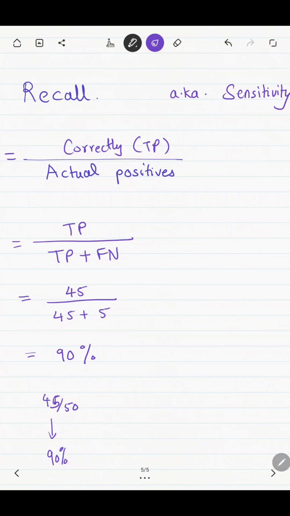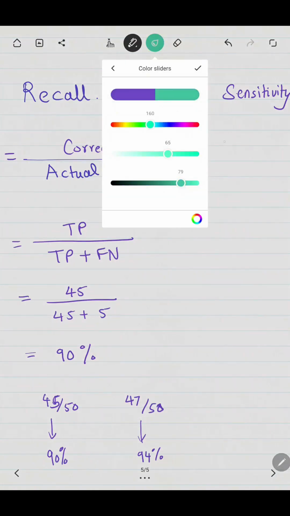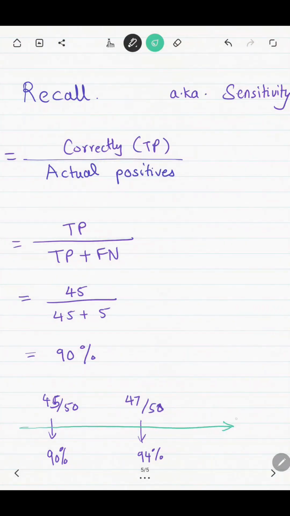50 positives, like 50 patients, 45 correctly identified. So sensitivity is 90%. If I say that out of 50 patients, 47 were correctly identified, I'll say that sensitivity is 94%. So basically, right now I'm not bothered about false positives. If you see in this formula, nowhere do we bother about false positives. We only bother about the ratio of true positives to true positives plus false negatives.